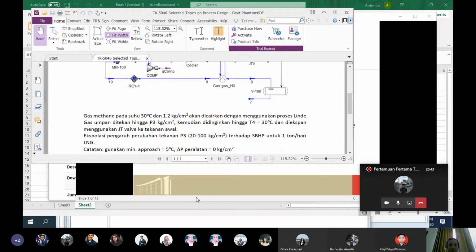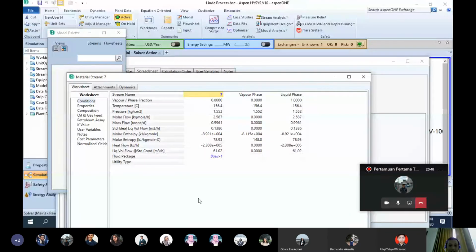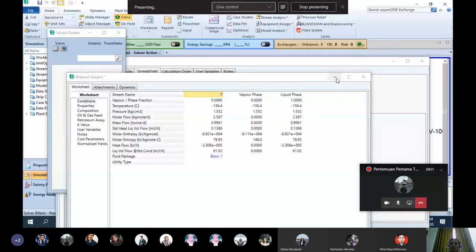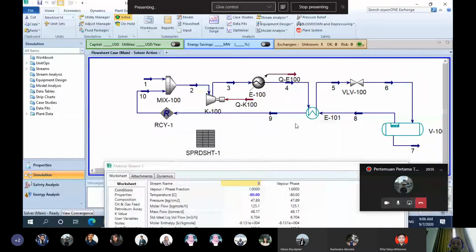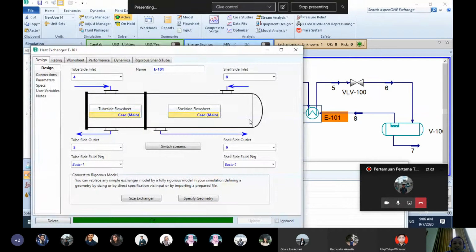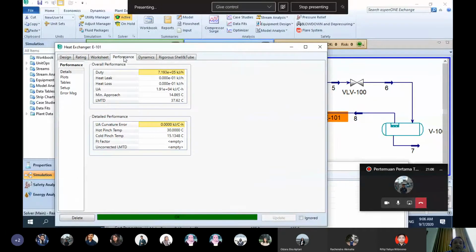you can go to HYSYS here. Wait a moment, I will try to open my HYSYS. Yeah, this is my HYSYS, I already opened it. Okay, you can double click the heat exchanger that you want to evaluate, and then you can go to the performance tab and look at this table. In the overall performance table, there is a parameter called minimum approach.